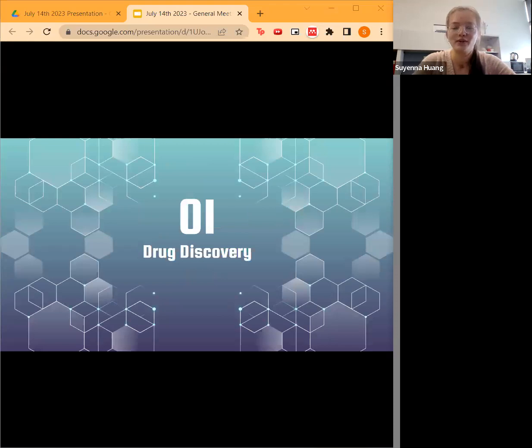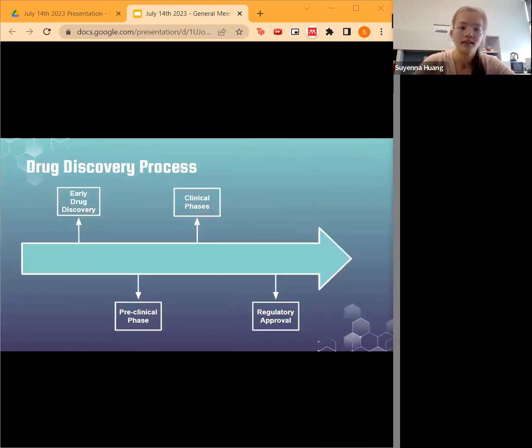So first, just a very quick brief note. This is a very broad and general overview of the drug discovery process, and I'm by no means an expert on this process. It's just to give some context of what organoids can do. So first, the drug discovery process is divided into 4 stages.